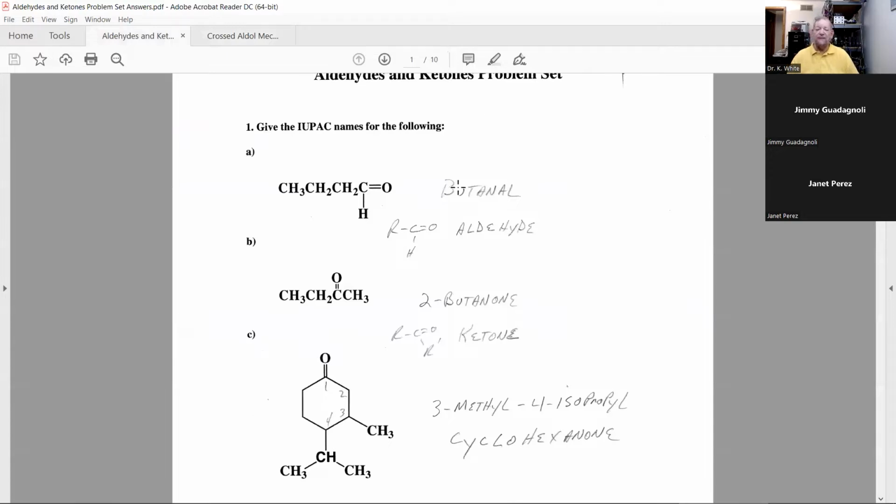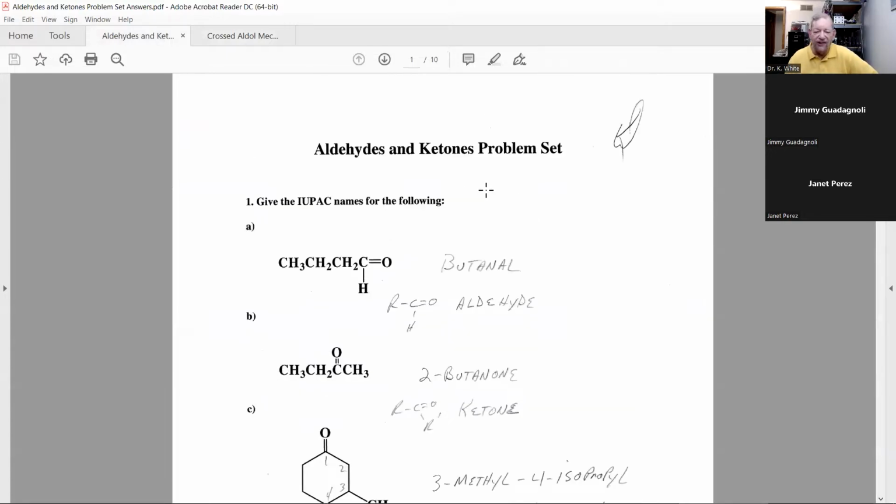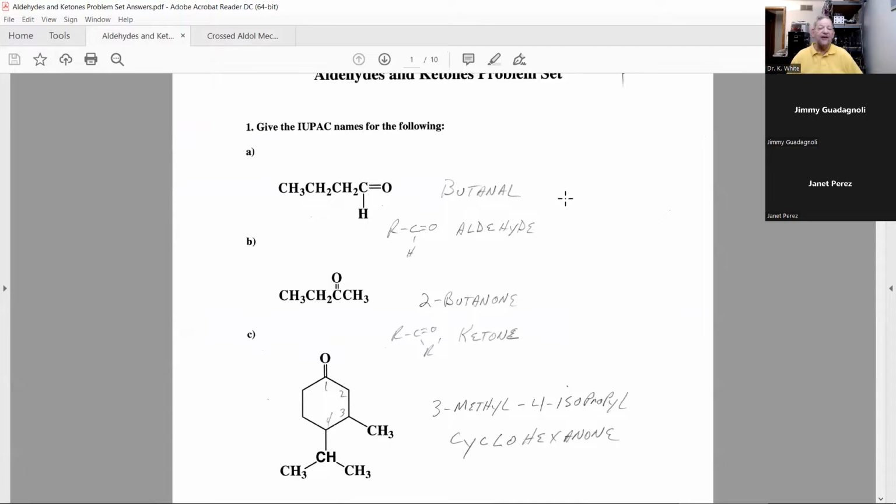All right, thumbs up, people. Everybody see the aldehydes and ketones problem set with my monogram, the KW? Thank you, Jimmy. All right, let's look at number 1. Give the IUPAC name for the following. And if we look at number 1, what's different? Ooh, oxygen. Remember, look for what's different, what's not carbon, what's not hydrogen, what's not a double bond.